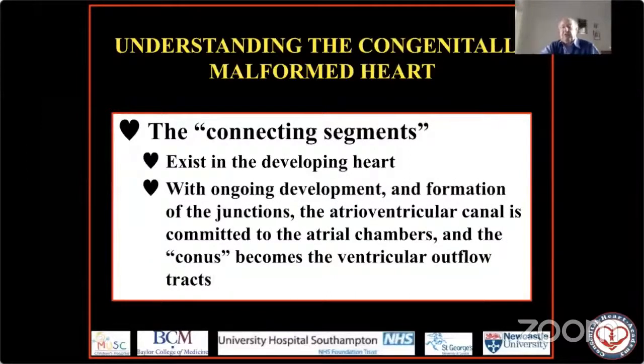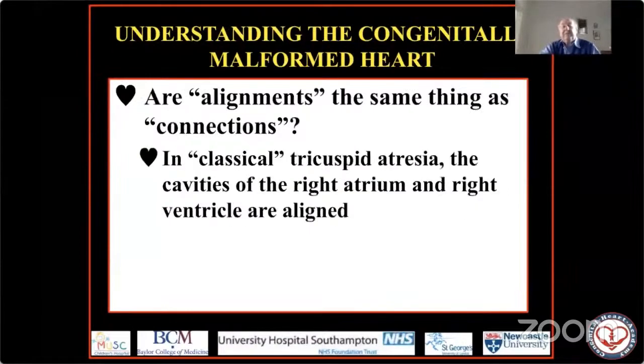But what we've also shown you is that with ongoing development, the atrioventricular canal becomes the vestibules. And in fact, that myocardium ends up in the atrial chambers, whereas the conus becomes the ventricular infundibulum. So in the definitive heart, we no longer see those segments as anatomic entities.